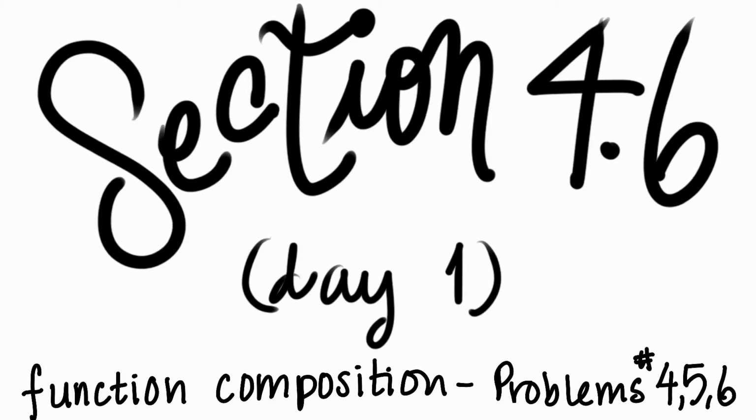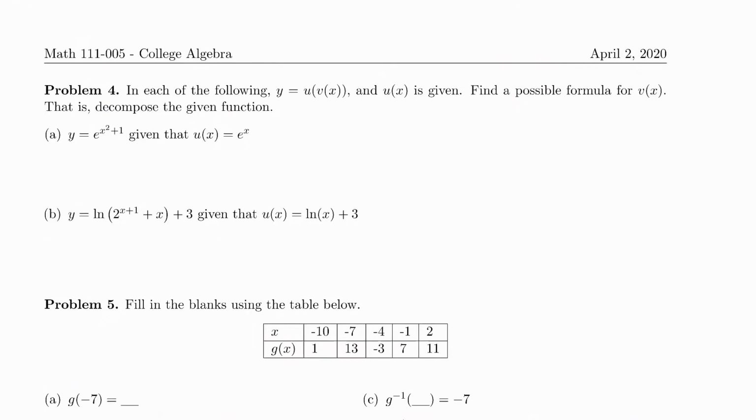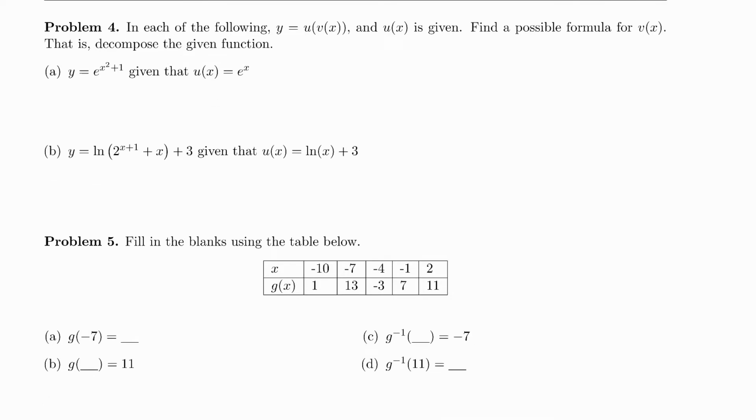On to problems 4, 5, and 6. So problem 4 says, in each of the following, y is equal to u of v of x and u of x is given. We want to find a possible formula for v of x. So that is, we want to decompose the given function.